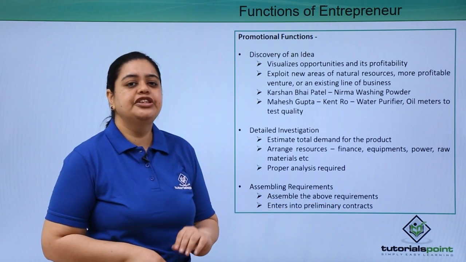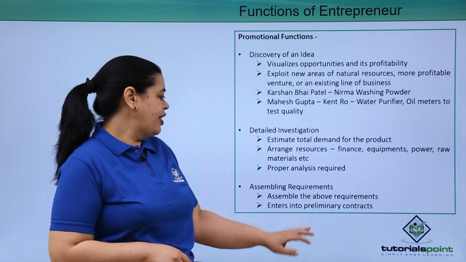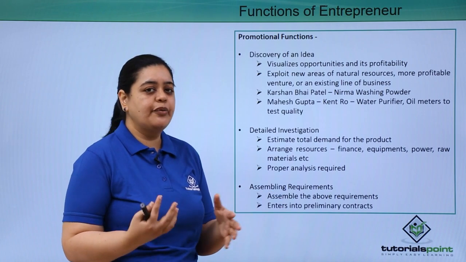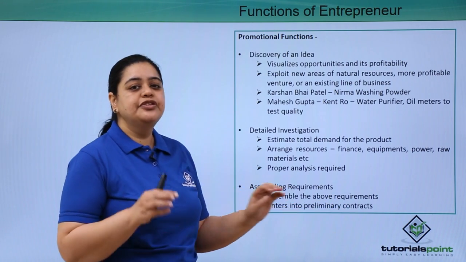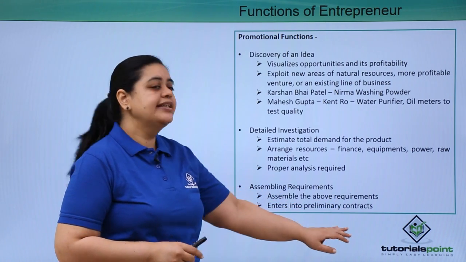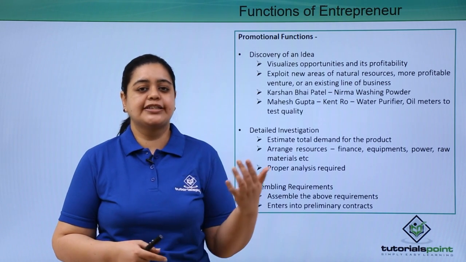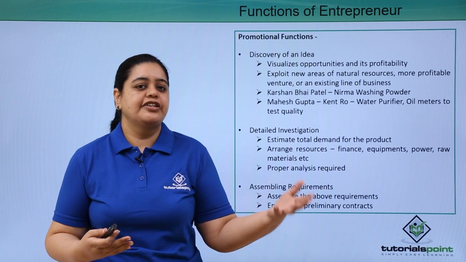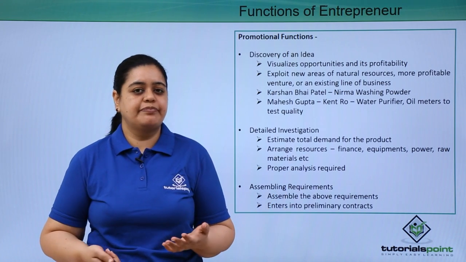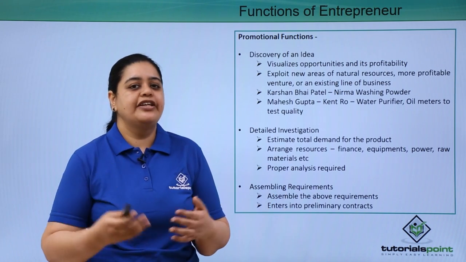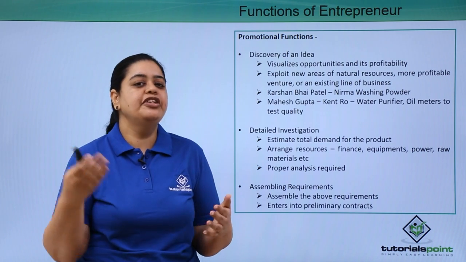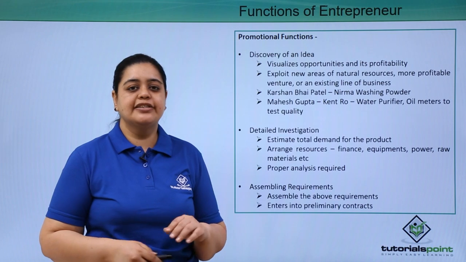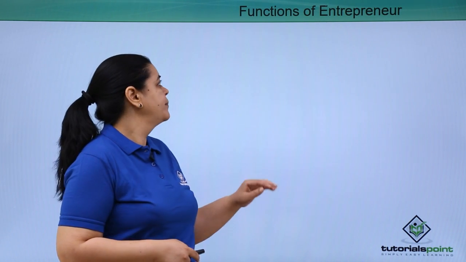Then you should start assembling the requirements, that is whatever we have discussed here, finance, equipment, everything. You need to start assembling those and then enter into preliminary contracts. Preliminary contracts would be entering into your first contract with the vendor, the person who would be supplying you the raw material, or entering into a contract with the first customer of your business. So these are all preliminary contracts which need to be signed.